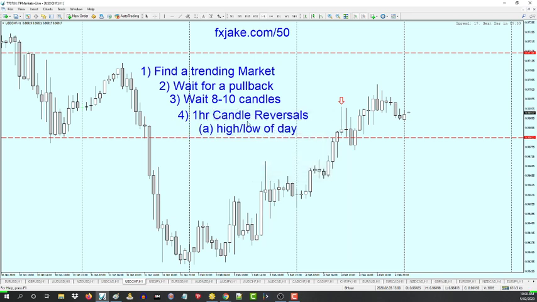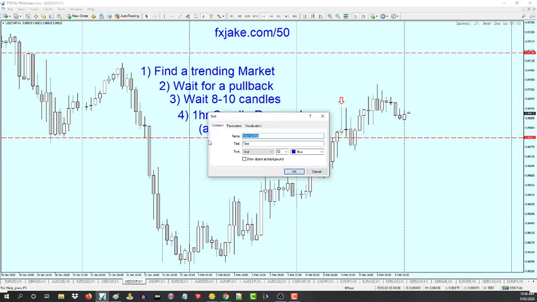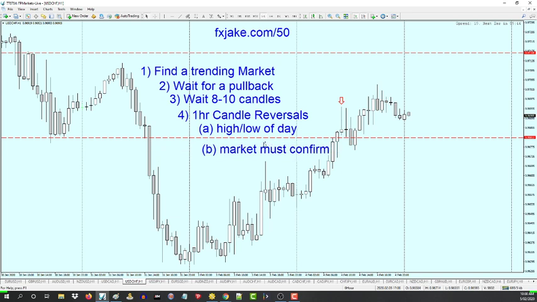Thing number two is that the market has to confirm that high or low of the day. Now, what do I mean by that? What I mean is it's got to actually trade lower than the reversal candle. And it did. It actually traded lower on this very next candle here. Market must confirm. The reason we need this confirmation is that on these pullbacks, there are going to be a whole lot of times where the market makes a new high, like right here, but it never traded lower than the low.